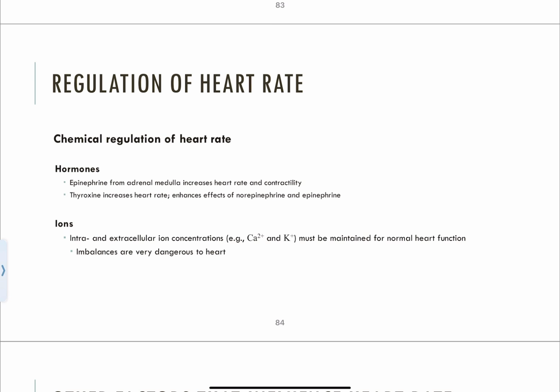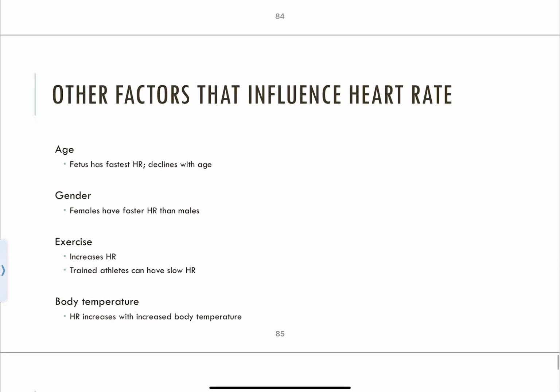Ions are going to play a huge role because our action potentials are the result of the shift of ions into and out of these cells. So if we're talking about their concentrations, that's going to affect their influx or their efflux. So intra and extracellular ion concentrations for things like sodium, which isn't listed here, calcium and potassium, they have to all be maintained in order for normal heart function. If we have imbalances, that can be pretty dangerous to the heart.